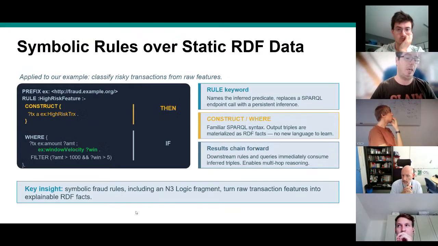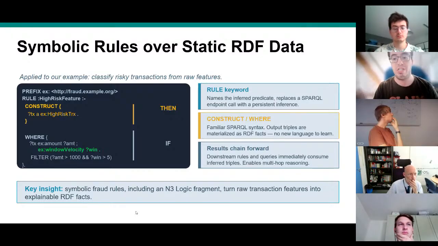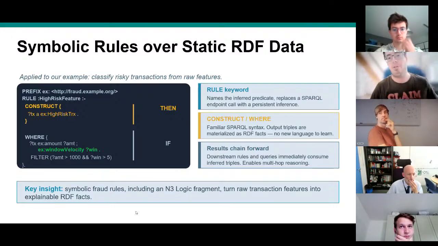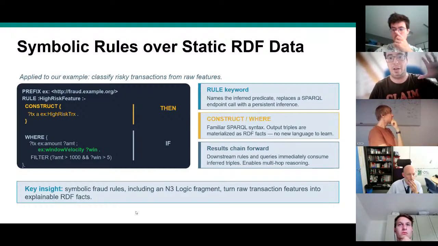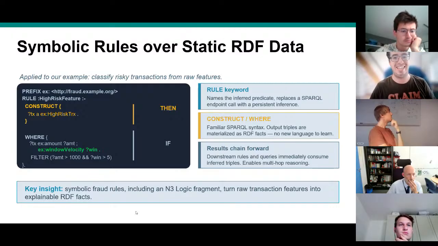This is how we create rules. We have this rule syntax. It's basically a rule-based syntax for the symbolic rules. Besides writing in our rule syntax, it's also possible to use N3 logic, and we support it. Currently, it's not fully supported. We are working on that, but yes, it is possible.